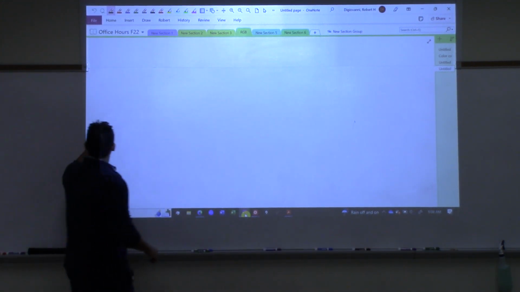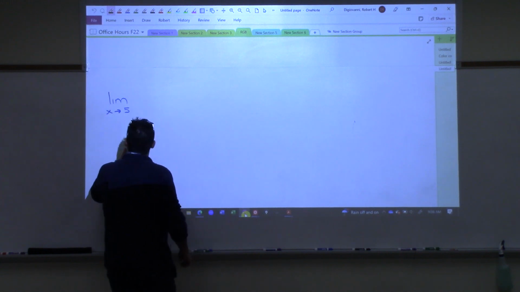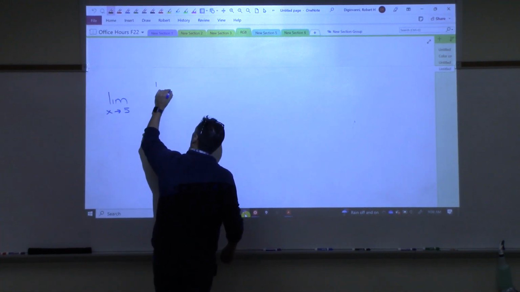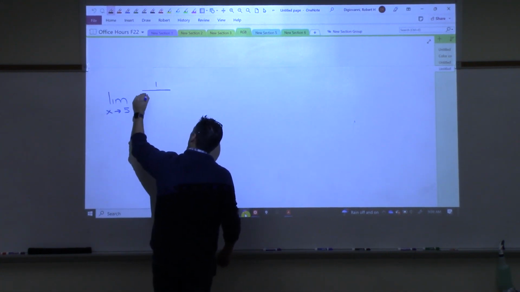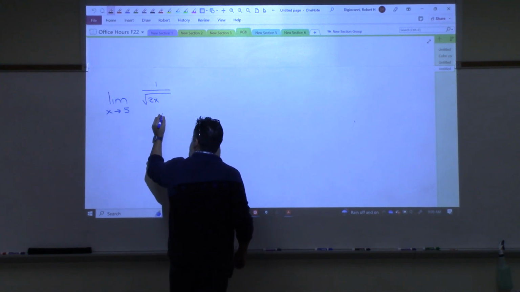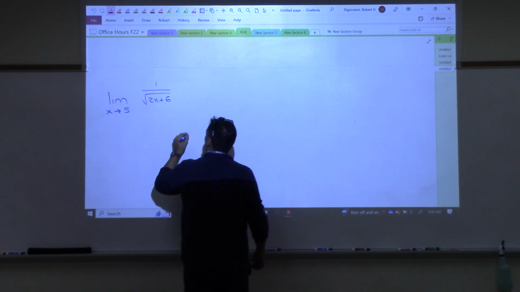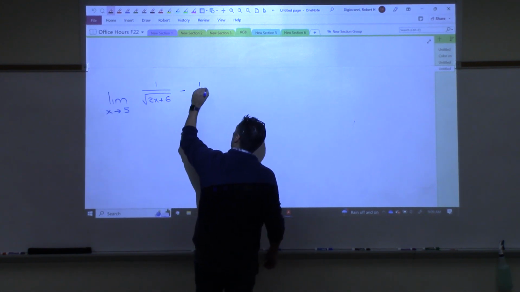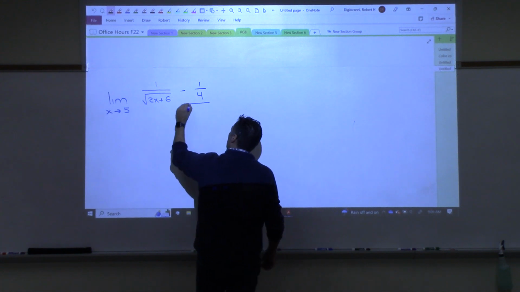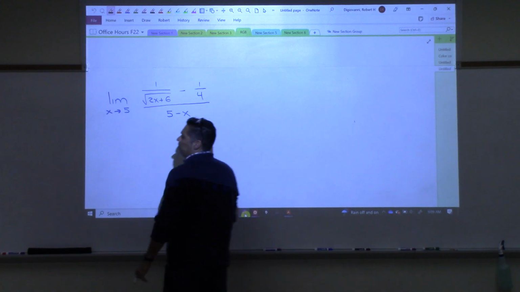So let's do the limit. Let's go x approaches 5. Let's do 1 over the square root of 2x plus 6 minus 1/4 over 5 minus x.